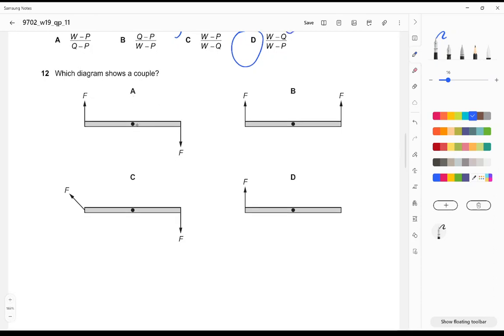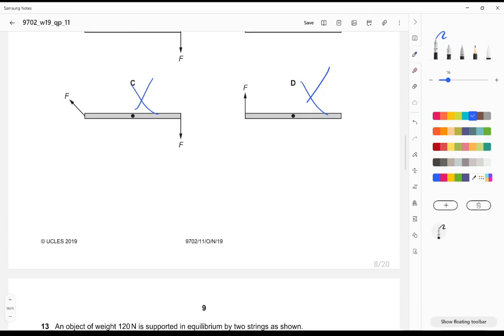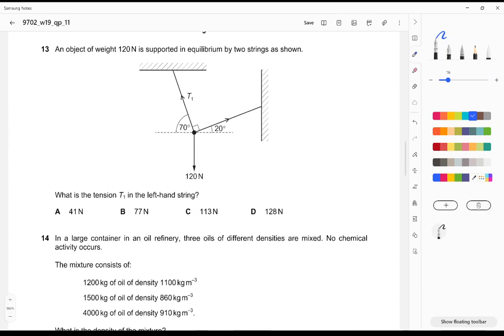First of all, A: which diagram shows a couple? It actually shows a couple over here because this is F, and then we have a perpendicular distance. So A should be the right answer. B cannot be the right answer. C is obviously wrong, and D, there is no couple over here. There's just a moment over there.